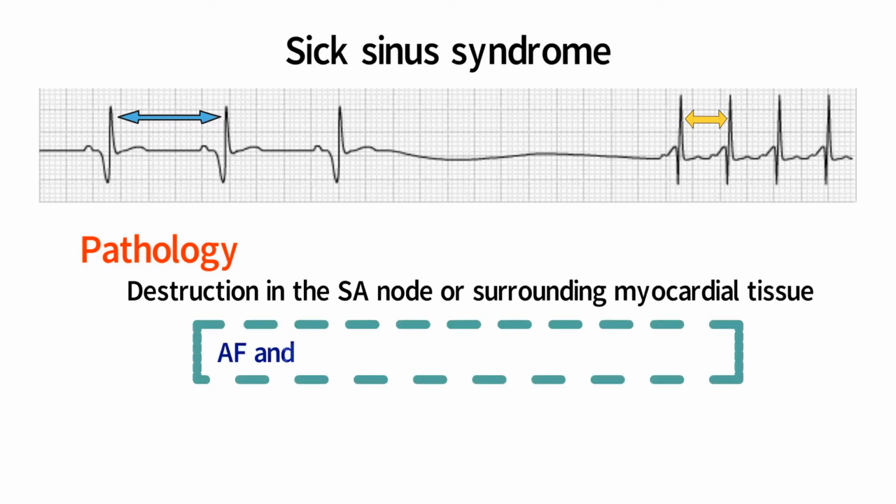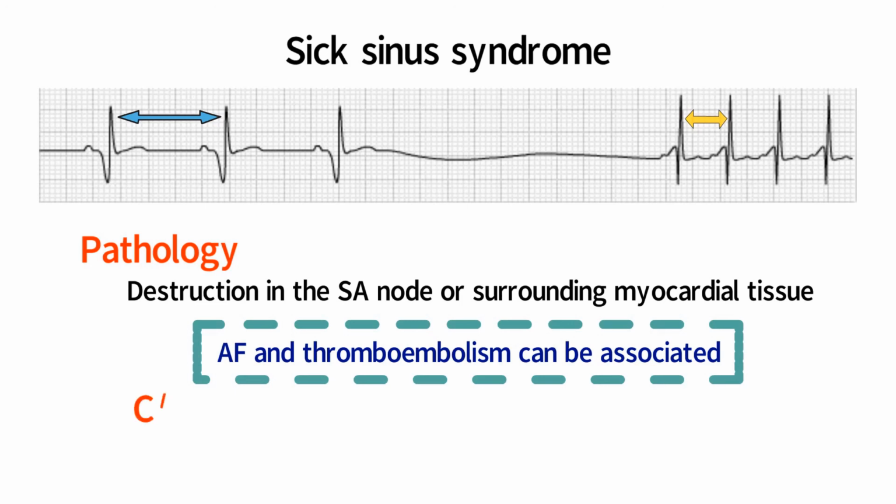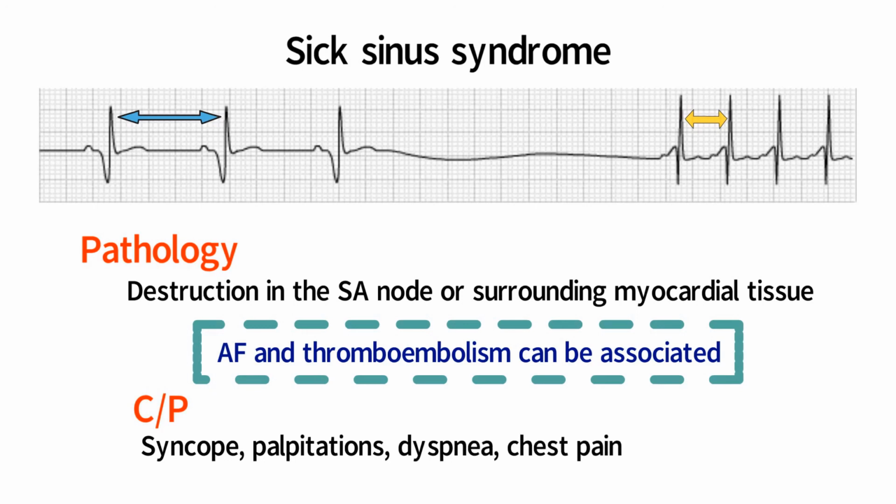And actually, atrial fibrillation can be associated with this sick sinus syndrome, which can cause thromboembolism later. The clinical picture: the patient will have syncope or maybe palpitations, dyspnea, chest pain, transient ischemic attack, and or stroke, because as we said, it's associated with atrial fibrillation and thromboembolism. So this will cause transient ischemic attack or stroke. So it's very important to remember that the sick sinus syndrome is associated with atrial fibrillation and thromboembolism.